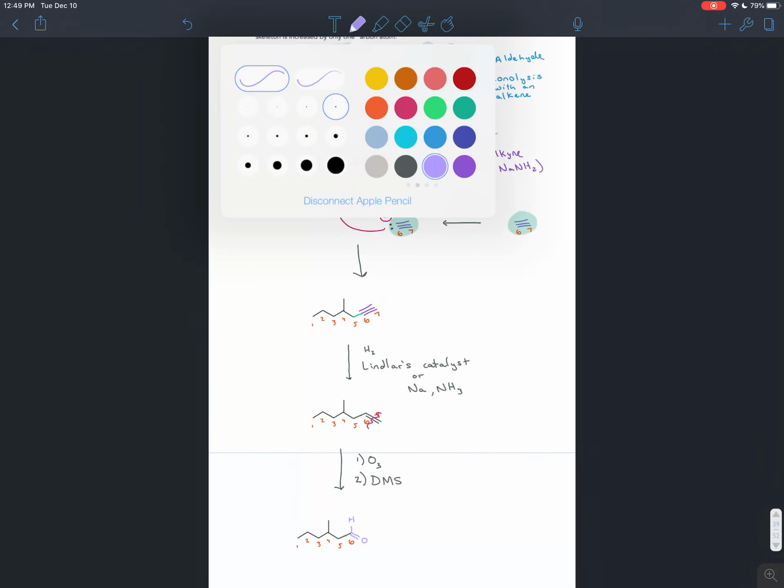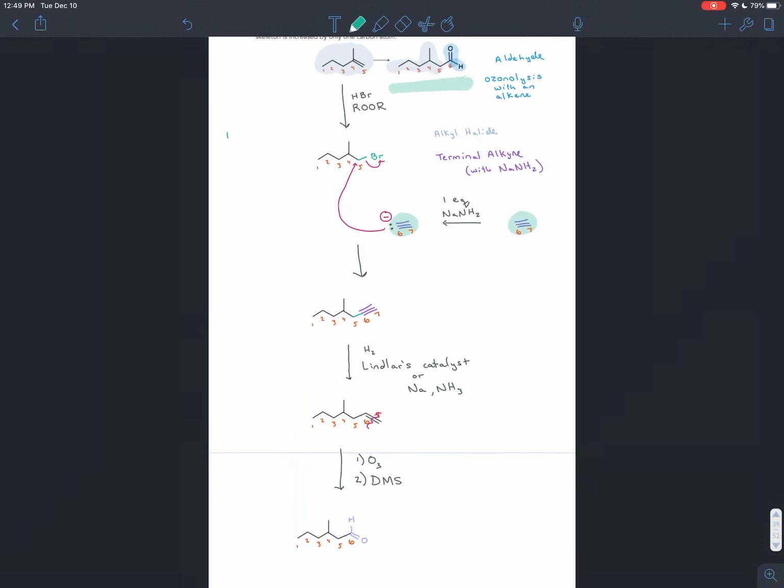So overall, if somebody wanted to make this transformation happen, the recipe you would write out for them is first treat your alkene with HBr in the presence of peroxides. Then take ethyne and treat it with sodium amide, one equivalent. That will turn this into a nucleophile that will attack the alkyl halide you made in the previous step. That gives you your carbon skeleton.